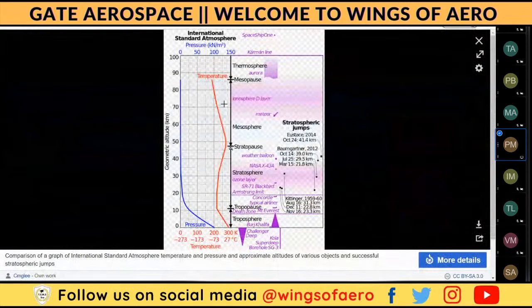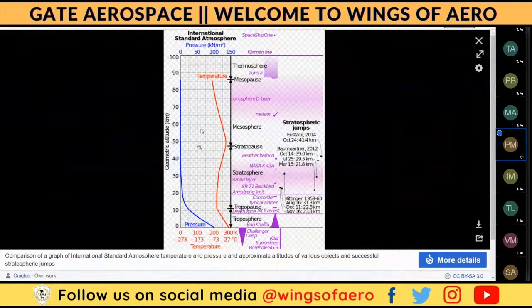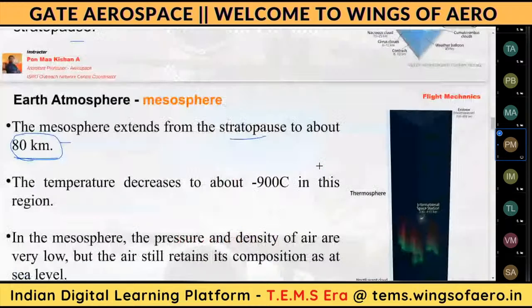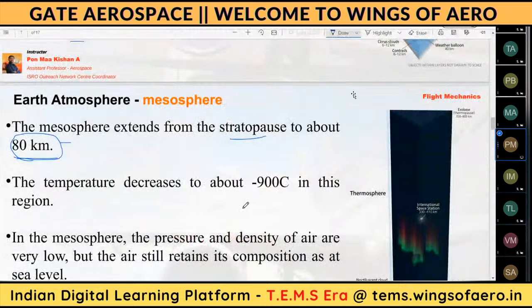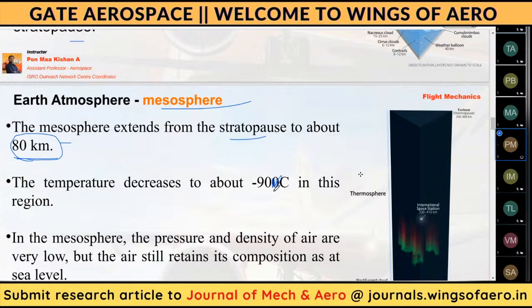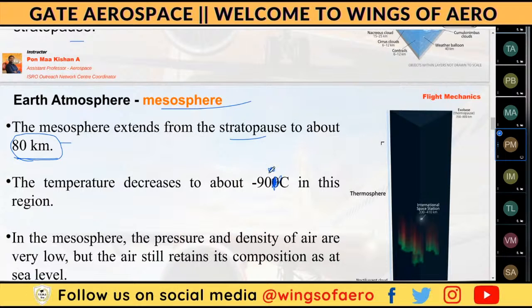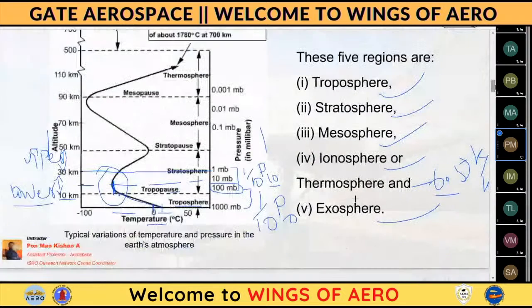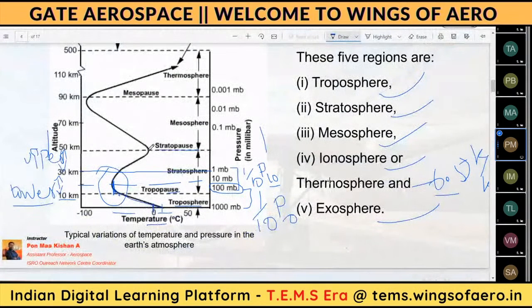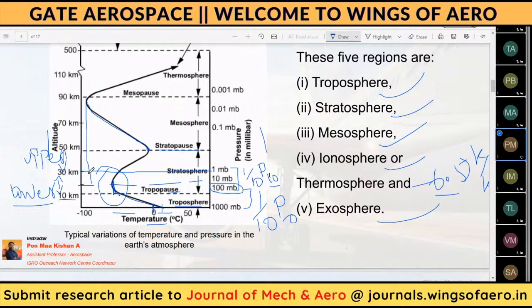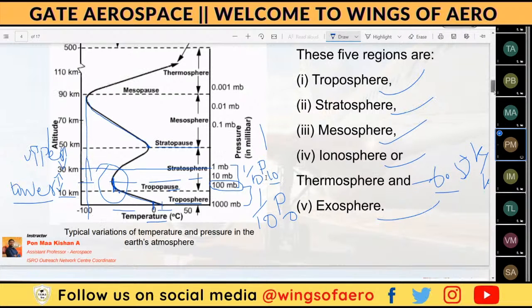Here you can see the stratopause itself is around 49 kilometers. Another condition is also there, geometric height. The temperature in the mesosphere decreases to minus 90 degrees Celsius. So this is minus degrees, not zero degrees. Here you can see from the stratopause at this particular altitude it starts to decrease and reaches a value of minus 90 degrees Celsius.